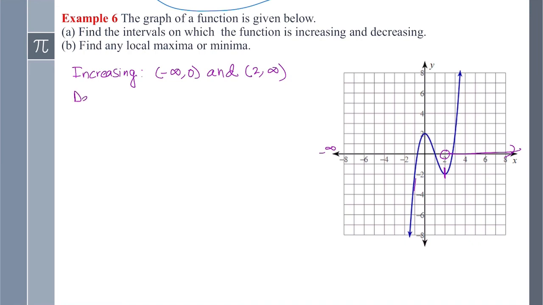Now the function is decreasing on the interval from here to here. This part is decreasing, so from 0 to 2.